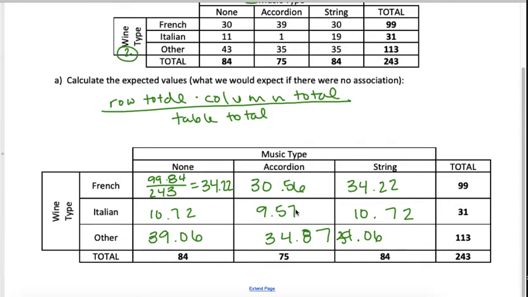So if there was no association here, we would expect that those would all be evenly distributed amongst the proportion of music type and wine type here. So this is our expected counts. This is what would happen if there was no influence from the music to the wine, that they can play anything or nothing, and it shouldn't influence what was being selected here.